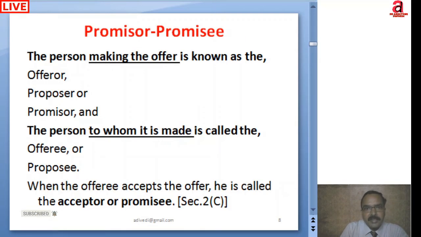Now it's very important to understand these two terms, promisor and promisee, or simply we can say offeror and offeree. These two terms are very frequently used in this topic, so let's understand. The person making the offer is known as the offeror, proposer, or promisor. And who is the offeree? The person to whom it is made is called the offeree or proposee. When the offeree accepts the offer, he is called the acceptor or promisee, which is given in section 2, subsection C.